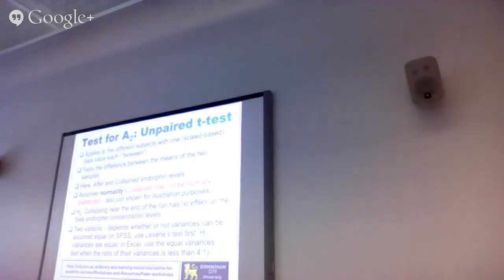And there are two variants of the test, and a little bit more complexity to it. It's to do with the standard deviation, or the variance of the two groups. In one version it assumes that they're the same, in the other version it assumes that they're different. And you need to test for that first. In SPSS there is a test for that. In Excel there isn't. You need to use a rule of thumb, and the rule of thumb is that the ratio of the variances is less than 4 to 1. I'm just going to show you that on the output of the next one.